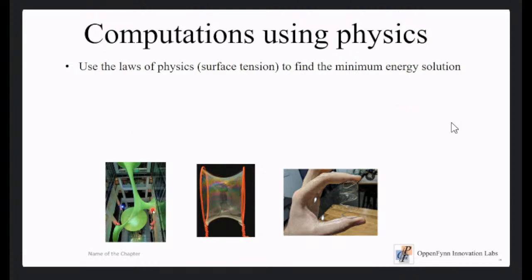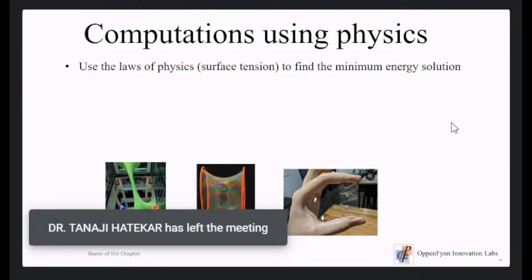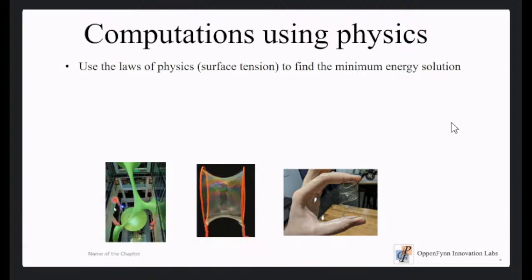And that's essential here. So again, in the case of the experiment, if we set up wires in the same shape as the problem that we want to solve and immerse them in soap solution, we will have the solution to the problem. Again, it's like using the laws of physics, or surface tension, to find a minimum energy solution. A soap bubble always minimizes the surface area.